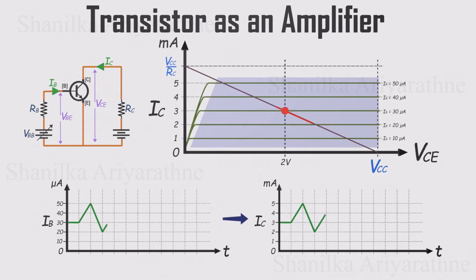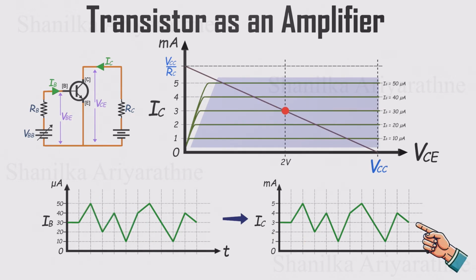So with just a small change in the base current, we see a much larger change in the collector current. That's the core principle of amplification. The transistor takes a tiny input signal, just a few microamps, and turns it into a much larger output current at the collector, measured in milliamps. That's what makes it such a powerful building block in electronics.